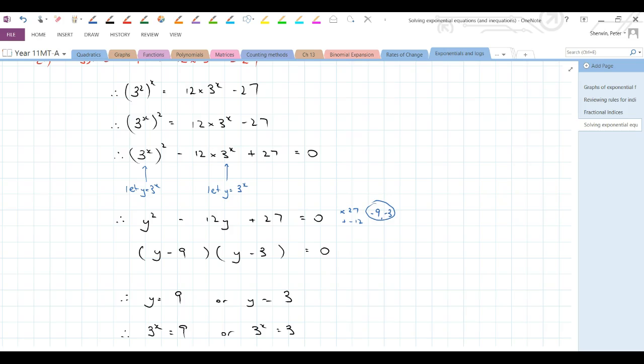Okay, that's probably enough examples. There are some inequalities in the exercise as well, but we deal with those in the same way as we deal with equations. So we'll leave it at that.